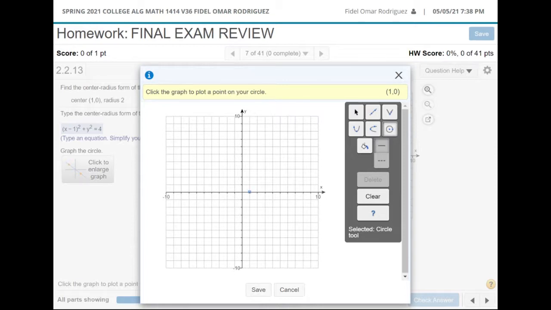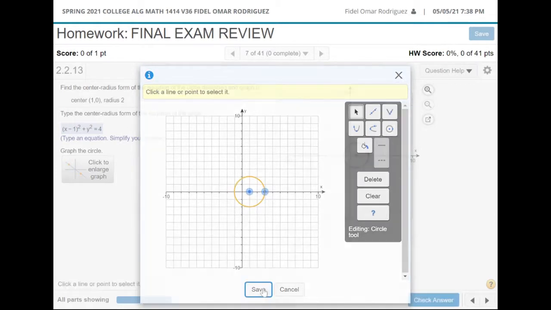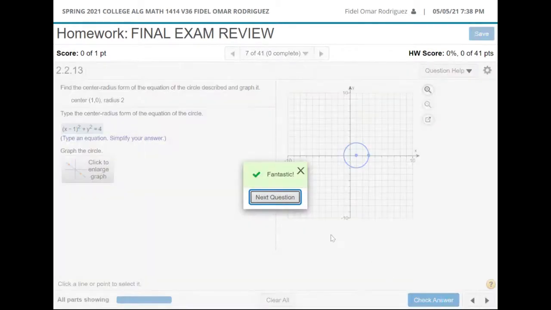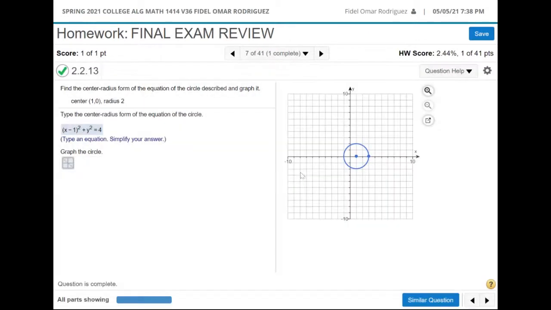And now, because our radius is 2, I'm going to move 1, 2, click it right there, save it, check it, and we got it done, okay? So I hope that made sense.